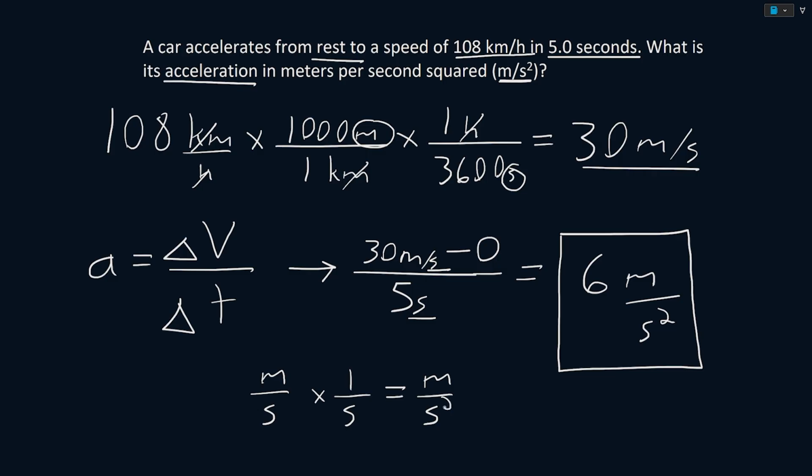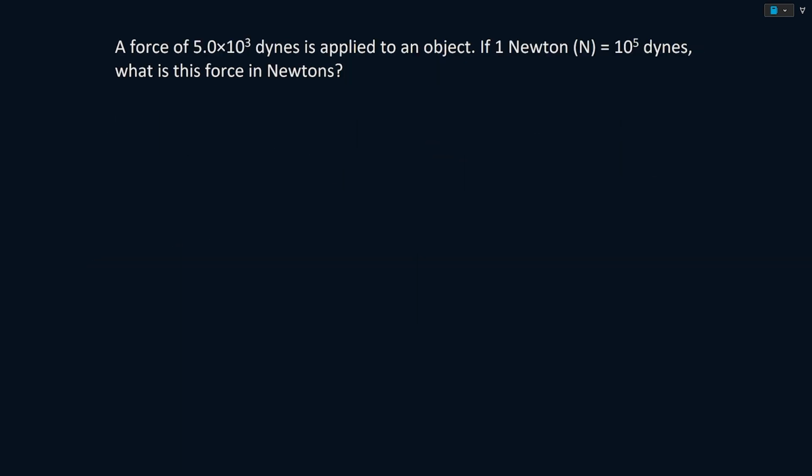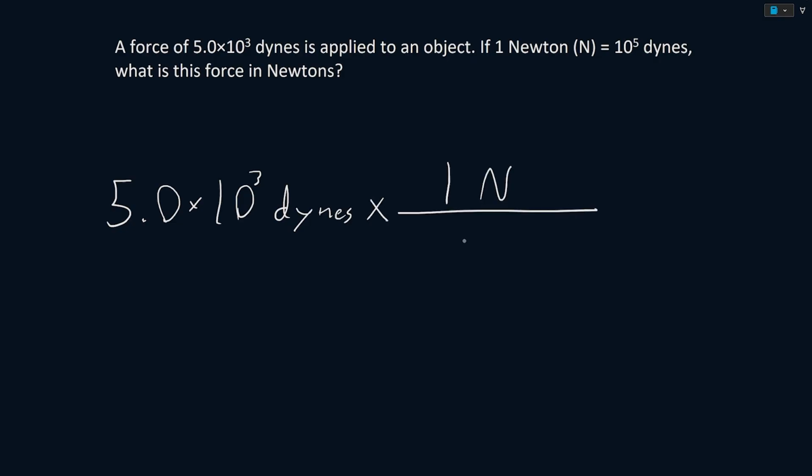A force of 5 times 10 to the 3 dynes is applied to an object. If 1 newton is equal to 10 to the 5 dynes, what is the force in newtons? First, we start with our given of 5 times 10 to the 3 dynes. To convert the dynes to newtons, we have to multiply by the ratio of 1 newton is equal to 10 to the 5 dynes.